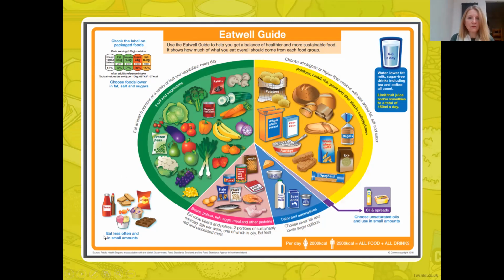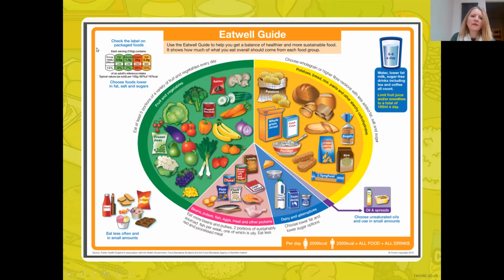Oh, look at this group down here. It doesn't even appear on the diagram. So it says eat less often and in small amounts: chocolate, cakes, sauces, biscuits, and crisps. The biggest chunk you can see is our fruits and vegetables. Here's water. Okay, so we need to be drinking between 6 and 8 glasses of water a day. Things like fruit juice obviously contain a lot of water, but sometimes they also contain quite a lot of sugar. So just beware of some of the fruit drinks that you are having.